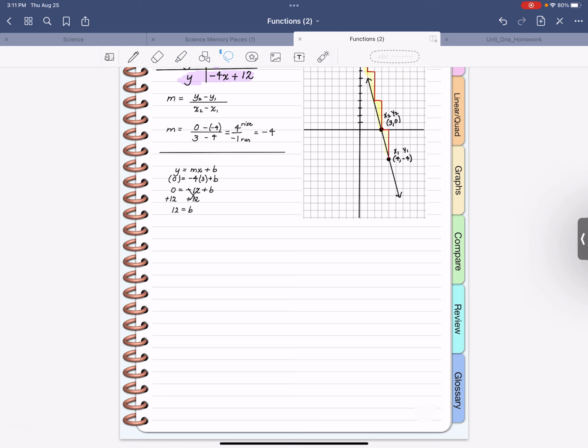Okay, I'm going to move on to page 161, and then I'm going to stop the video and draw that graph, and then I'll come back and give you another example. I don't want to make you sit here and watch me draw it, so I'll be right back.